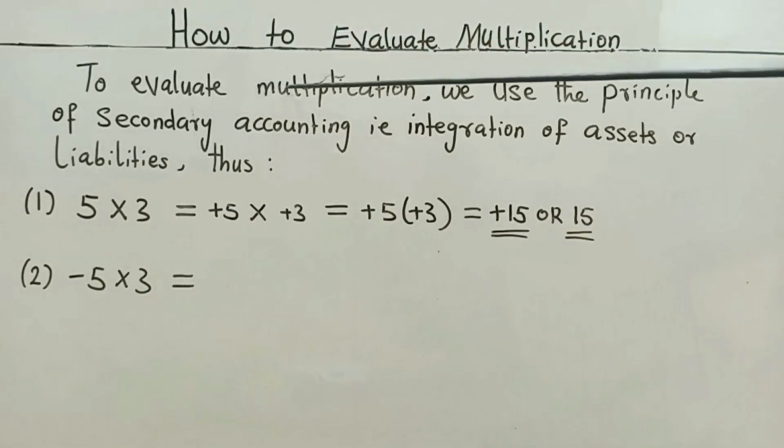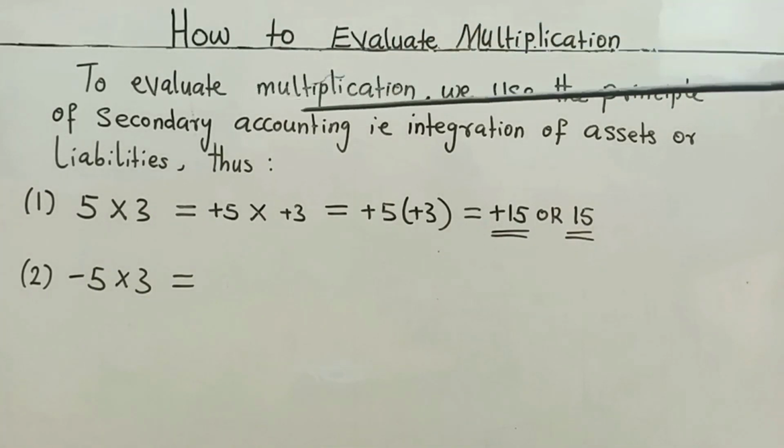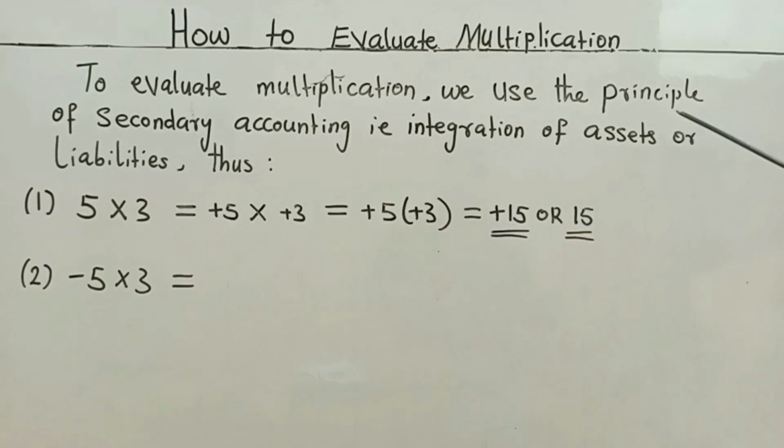To evaluate multiplication, we use the principle of secondary accounting. This is in contrast with what we have learned before, which is primary accounting. In primary accounting, we just place liabilities side by side with assets and combine them. That combination is what we refer to as addition. In multiplication, that is not exactly what we do. Instead, we do integration of assets or liabilities. What do I mean? Some examples have been selected to illustrate that statement.